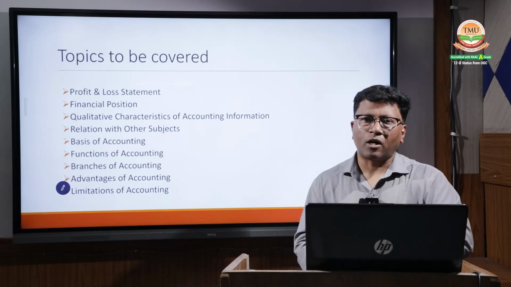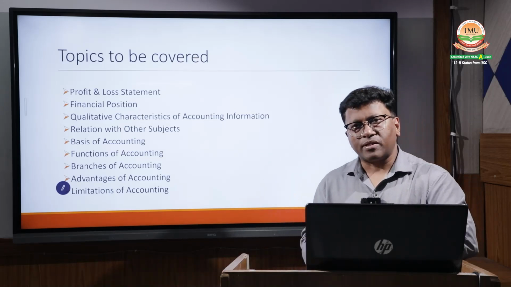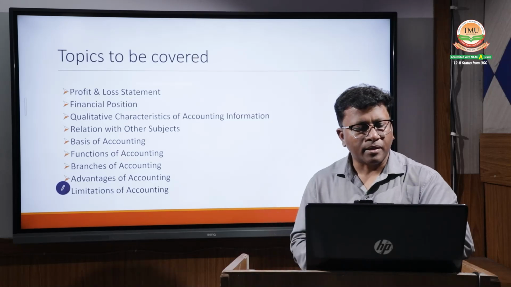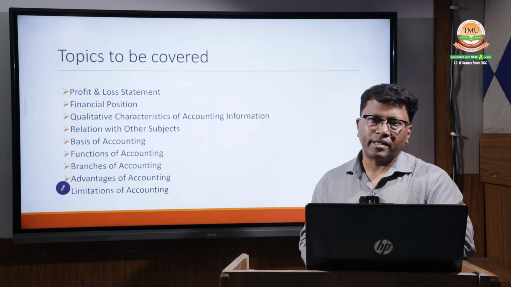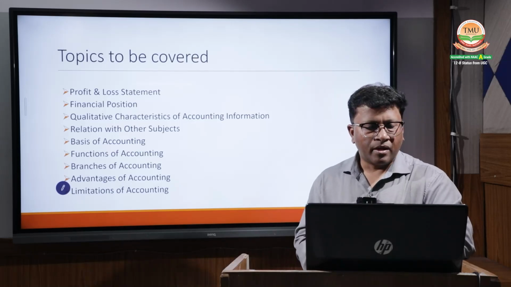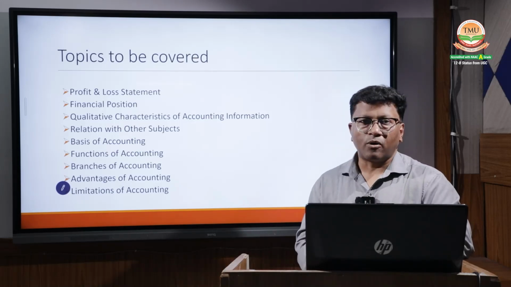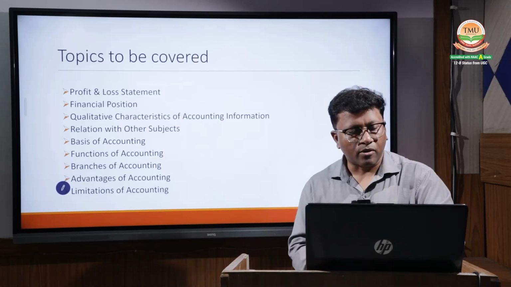And basis of accounting, there are different bases, right? So cash basis, accrual basis, we would be talking about it. And functions of accounting, exactly the students or the candidates should be aware of the functions of accounting. What are the functions? And there are different branches of accounting, right? So we would be talking about the branches of accounting also.